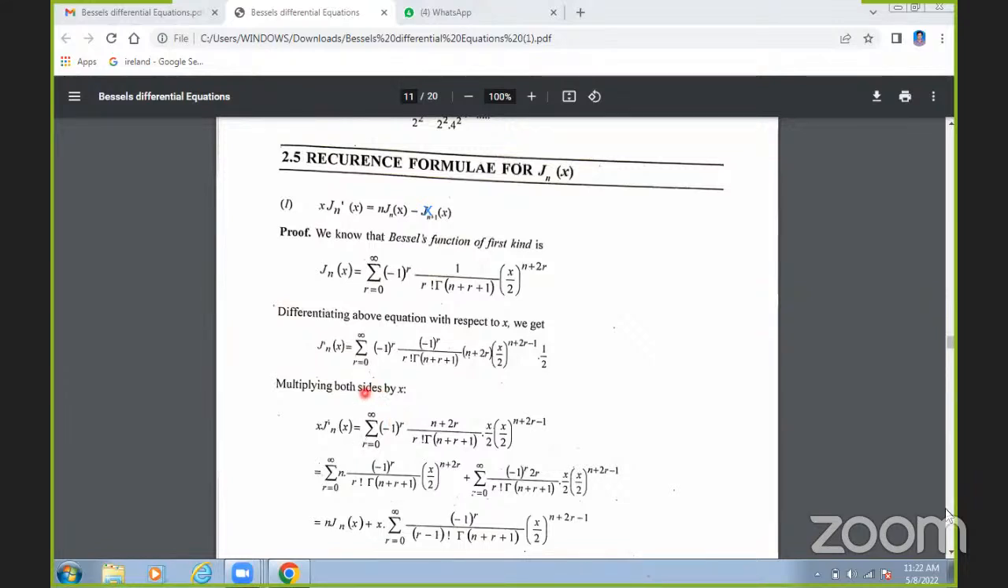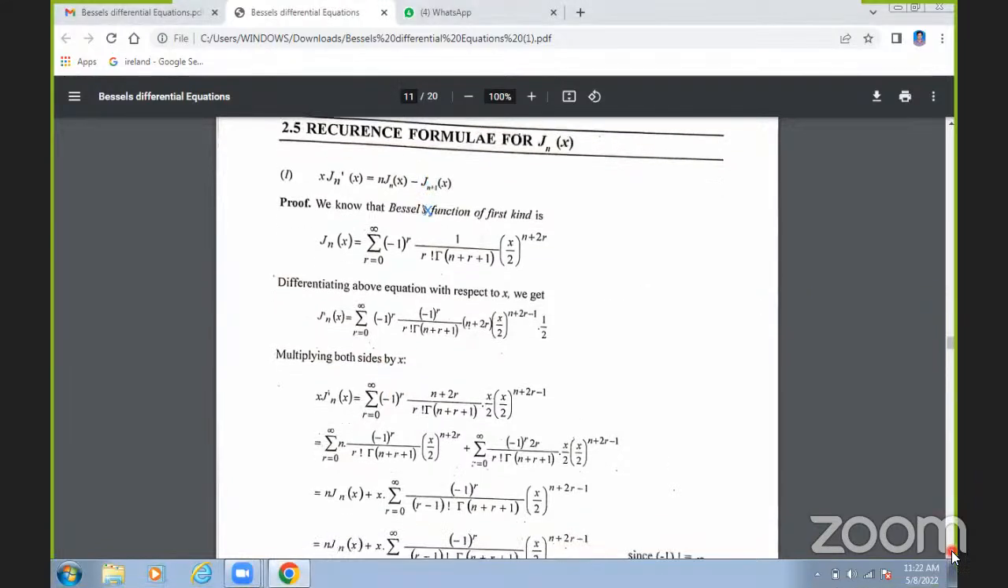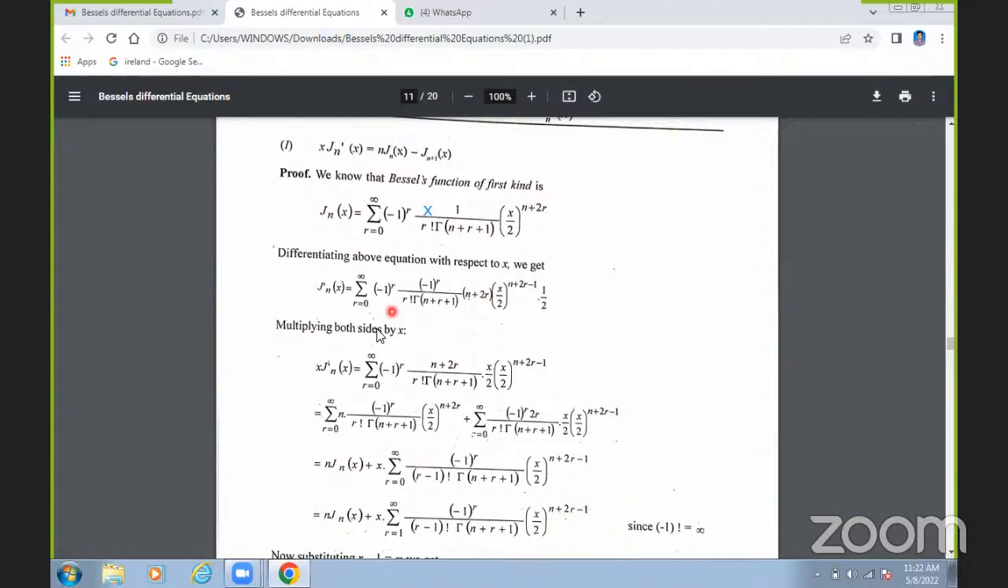Now we multiply this equation by x on both sides. So we get x into J'n(x), and in place of 1 by 2 we have written x by 2. The remaining terms are the same: (minus 1) to the power of r, n plus 2r, divided by r factorial gamma function of n plus r plus 1. This entire expression is the same.